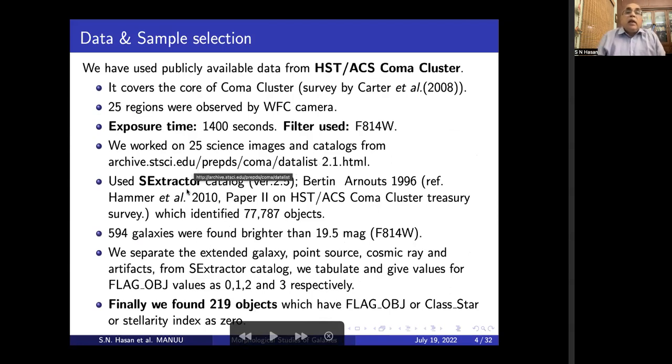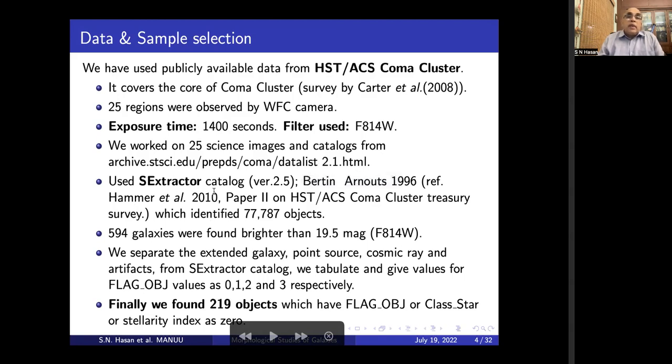We have used publicly available data from the HST ACS Coma cluster survey. It covers the core of the Coma cluster. 25 regions were observed by the Wide Field Camera. An exposure time of 1400 seconds in the F814W filter was taken. We worked on 25 science images and catalogs from the archive STScI IDEO.